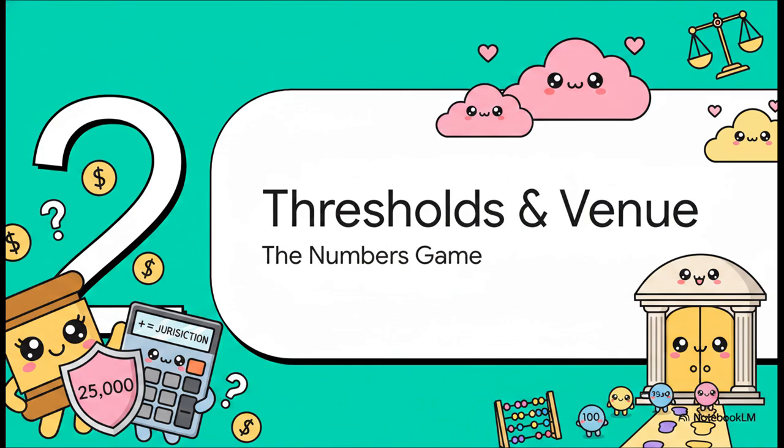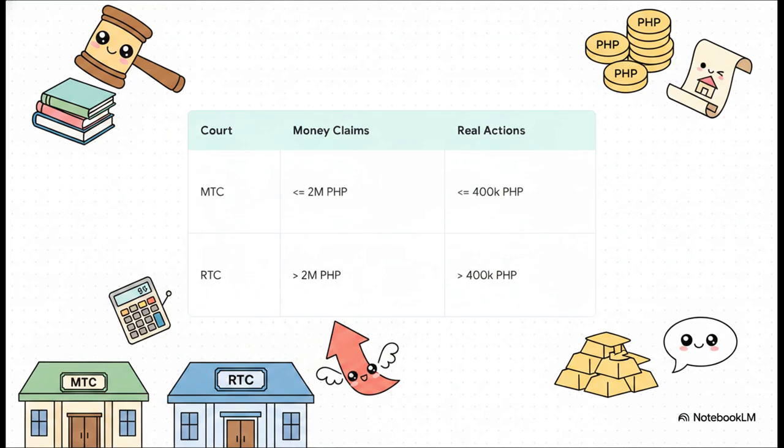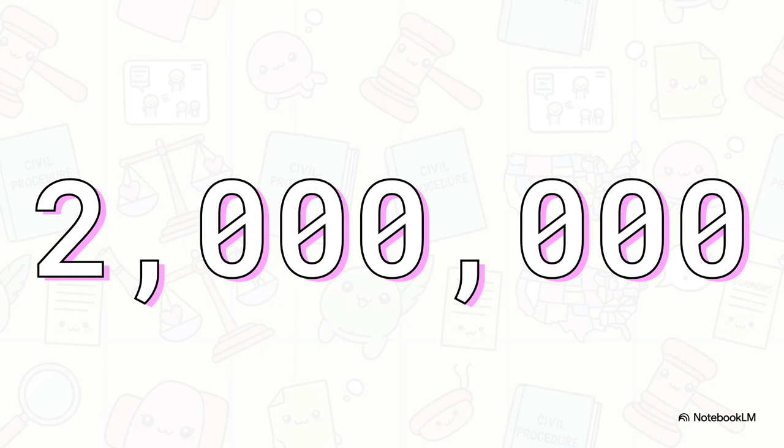Moving on to Section 2, thresholds and venue. Basically, the numbers game. So if subject matter is the law, the thresholds dictate exactly which door you're going to walk through at the courthouse. For first-level courts, like the municipal trial courts, money claims must not exceed 2 million pesos. And for real actions, actions involving property, the assessed value must not exceed 400,000 pesos. Once you step literally one single peso over those limits, bam, exclusive jurisdiction automatically kicks up to the second-level regional trial courts.